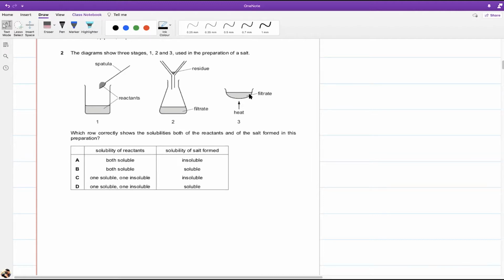the solid here in the spatula, and that solid, the extra solid, is left over in the residue. So this is a hint for us to know that basically one of the reactants was soluble and the other was insoluble, which is why it was collected as a residue. So yeah, one is soluble, one is insoluble, and the final salt that we're getting is soluble. So yeah, it is D, yes.